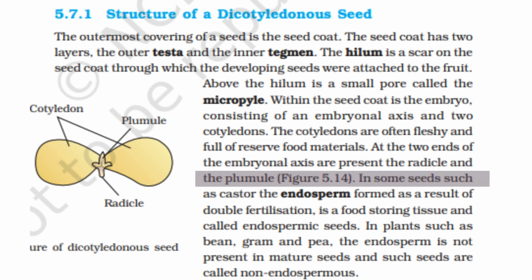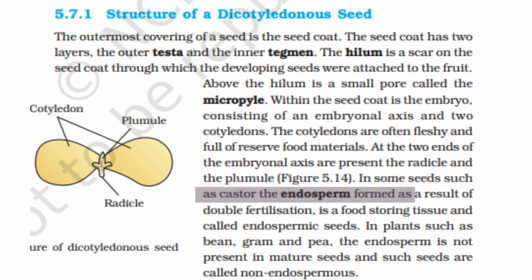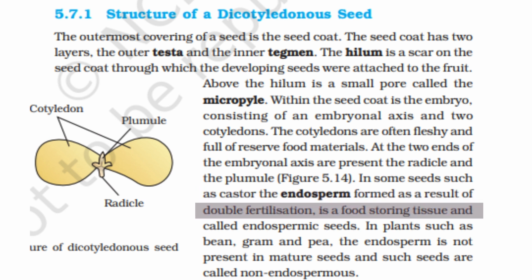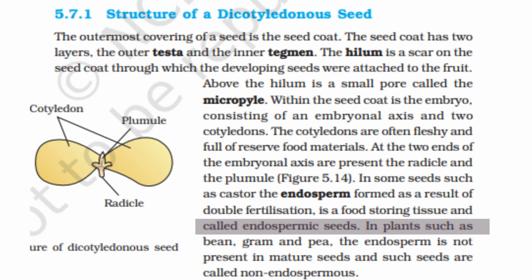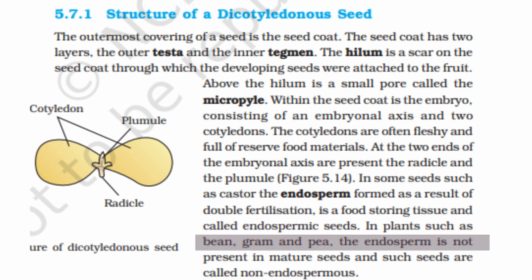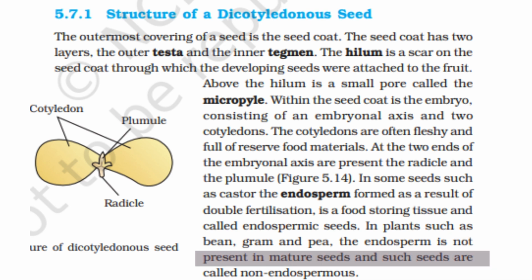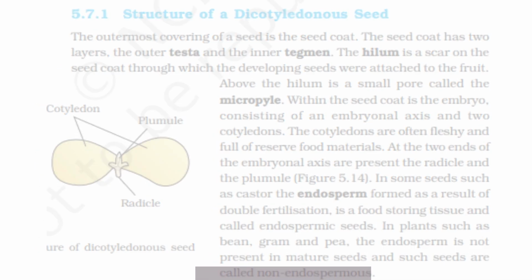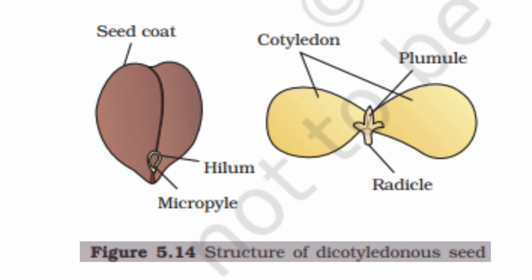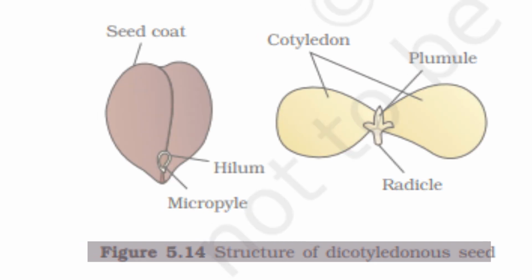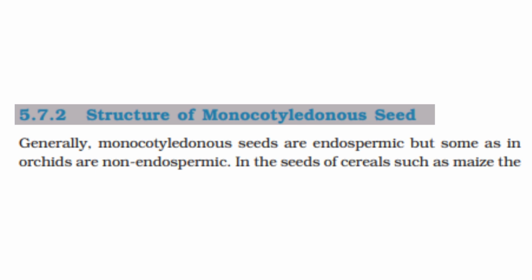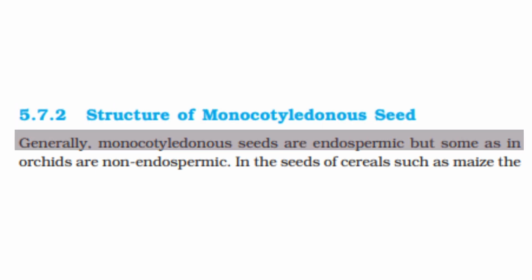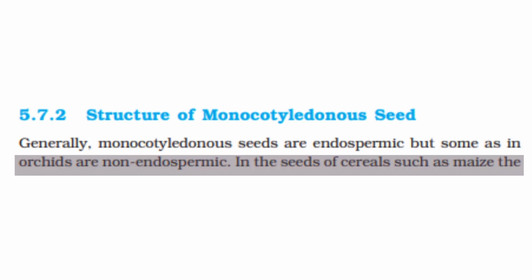Figure 5.14. In some seeds, such as castor, the endosperm formed as a result of double fertilization is a food storing tissue, and these are called endospermic seeds. In plants such as bean, gram, and pea, the endosperm is not present in mature seeds, and such seeds are called non-endospermous. Figure 5.14 Structure of dicotyledonous seed. Structure of monocotyledonous seed. Generally, monocotyledonous seeds are endospermic, but some, as in orchids, are non-endospermic.